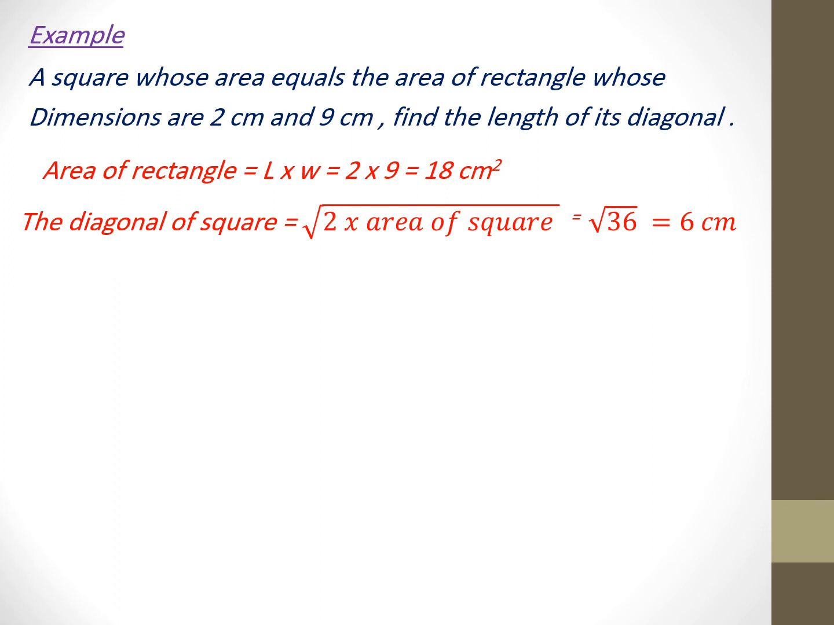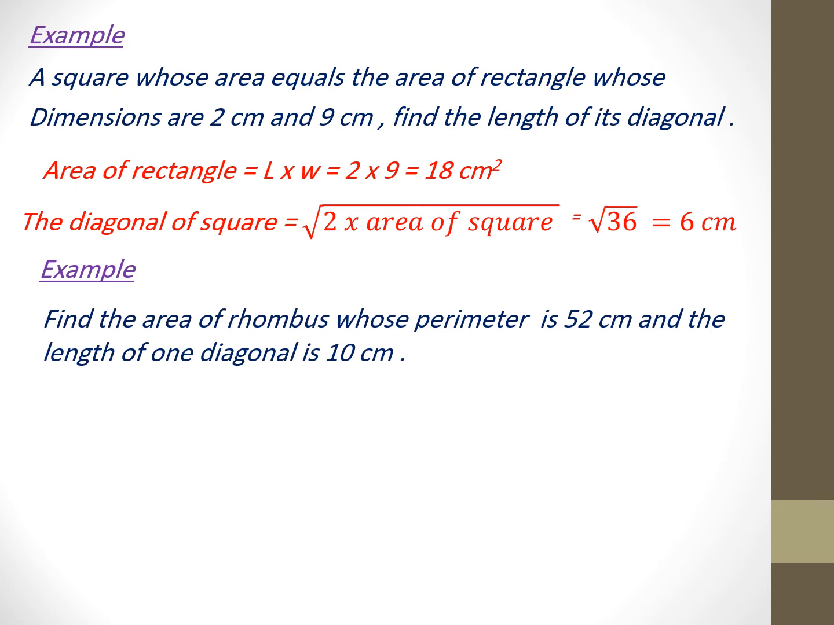Another example. Find the area of a rhombus whose perimeter is 52 centimeters and the length of one diagonal is 10 centimeters. First of all, from the perimeter, we can find the side only. Again, the given here is the perimeter. From the perimeter, we can find the side only by dividing by 4. The side equals 52 divided by 4 equals 13.